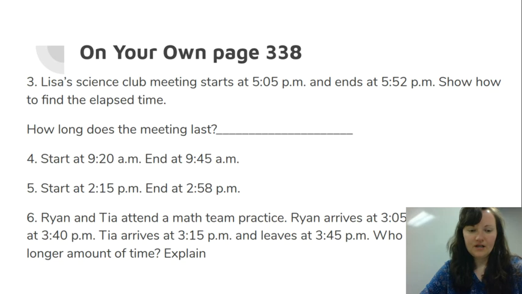Number 6, Ryan and Tia attend a math team practice. Ryan arrives at 3:05 p.m. and leaves at 3:40 p.m. Tia arrives at 3:15 p.m. and leaves at 3:45 p.m. Who practices for a longer amount of time? Explain. You're having to find two elapsed times in this one, because you have to find Ryan's elapsed time and Tia's elapsed time. Remember, elapsed time is how much time passes.